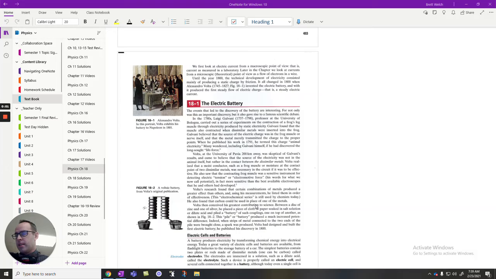Hey guys, this is 18.1 through 18.4 for our physics lessons, and we're going to start to introduce concepts like the electric battery and electric circuits. And there are some really cool stories in here that you can read about Galvani and Volta and this idea of where electricity was first discovered and what it was initially thought to be.